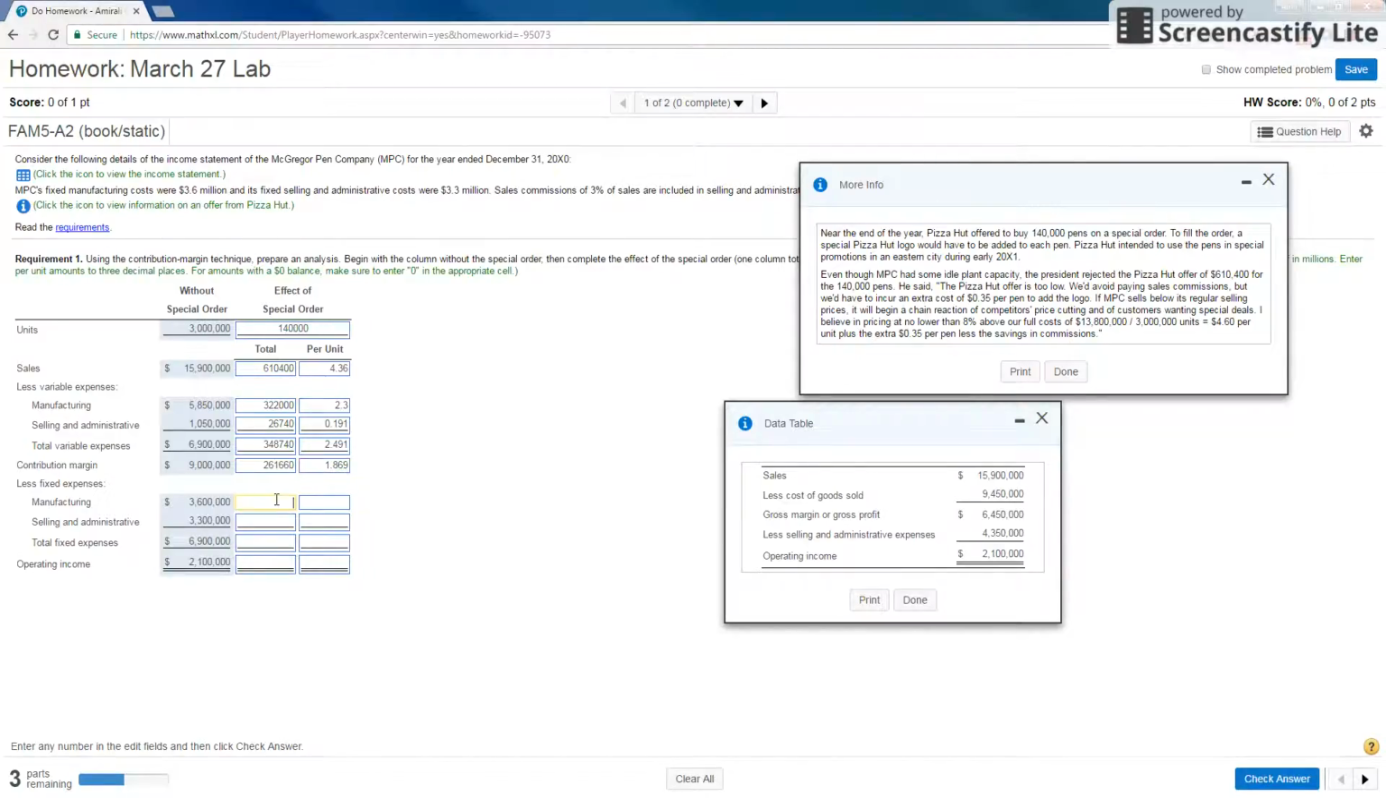For the fixed cost, what's the difference in the fixed cost of the manufacturing? There is no change in the fixed cost, and the same goes for the selling and administrative. So the summation here is 0 and 0, and the total will be the same, 6,900,000.